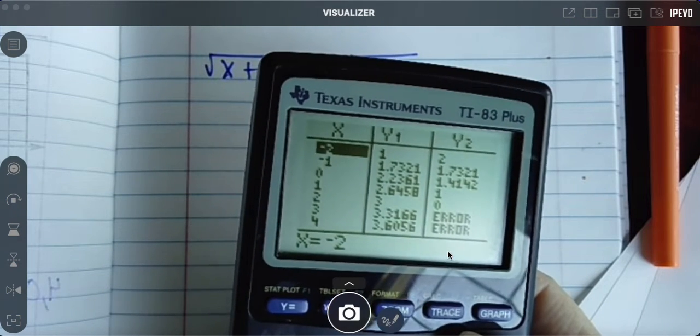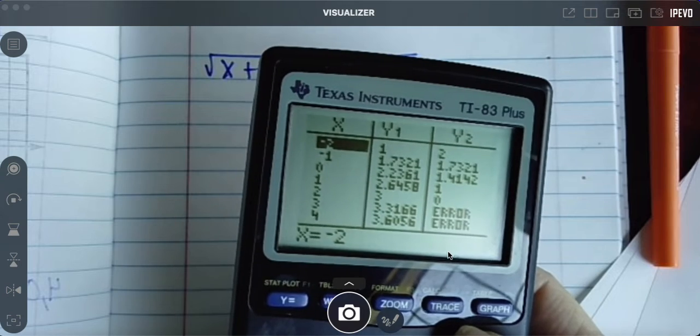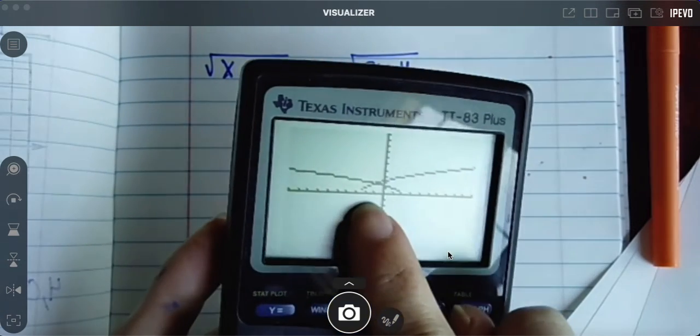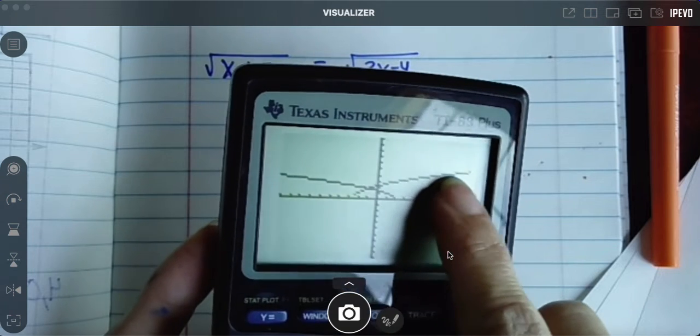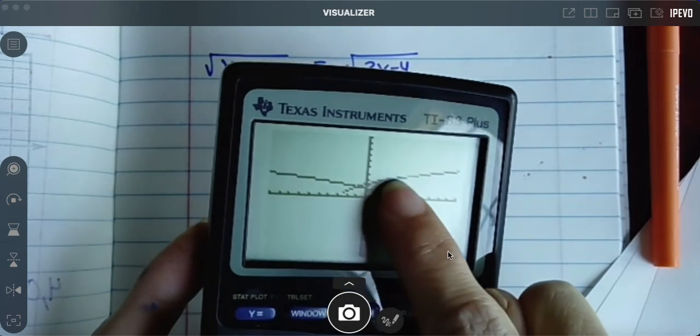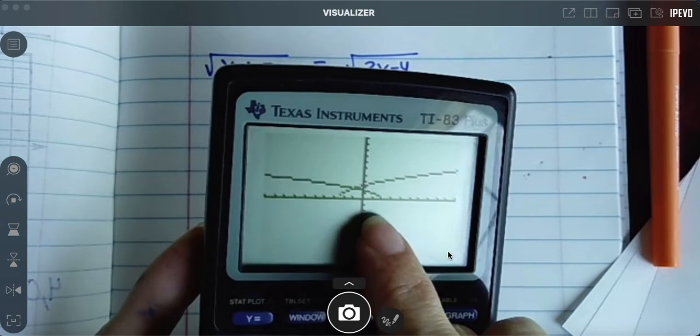I went left 2 and up 1, and then I went over 2 and up 3. Look at your graph. It looks just like that first curve right there. Okay, that's that curve. Now my other curve looks like it's going backwards.